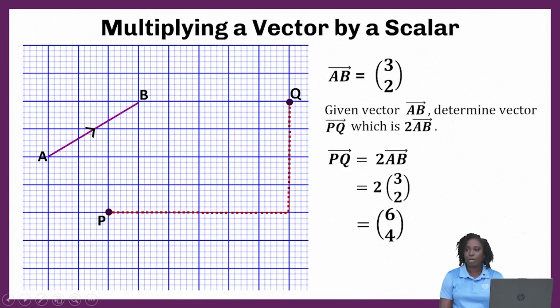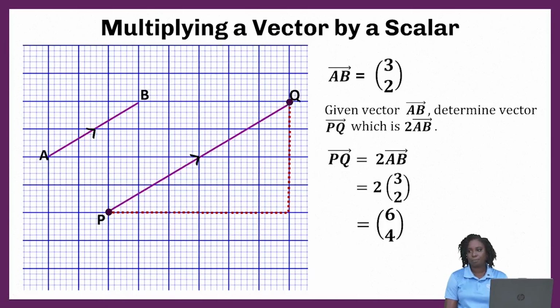And so for us to have our vector, we'll just connect those 2 points, and we have to be sure to place our arrow in the direction of the vector. So that should be pointing upwards. So these 2 vectors are similar vectors, but we would have multiplied AB by 2 in order to get PQ. So in other words, PQ is twice AB.